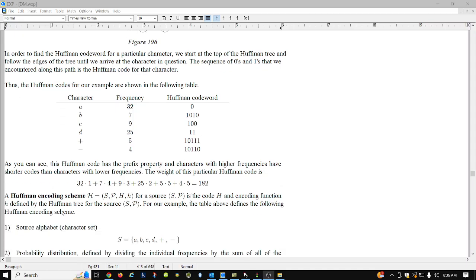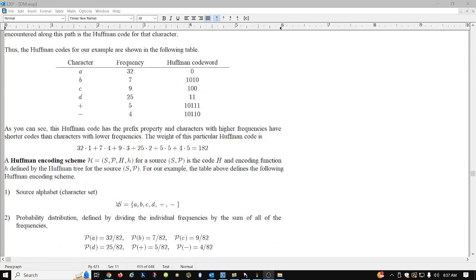So officially, a Huffman encoding scheme is an ordered quadruple. You have the source alphabet, the probability, the set of code words, otherwise known as the code, and the encoding function. So in this case, we have our source alphabet. Our probability distributions come from the frequencies by dividing by the sum of all the frequencies, which I think is 82.